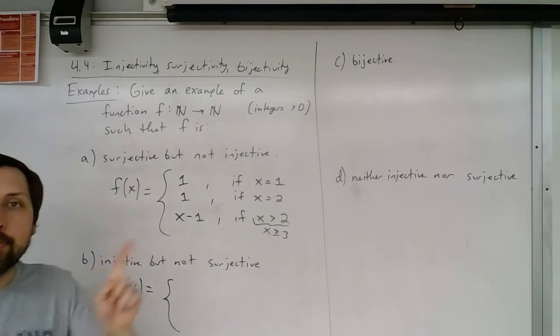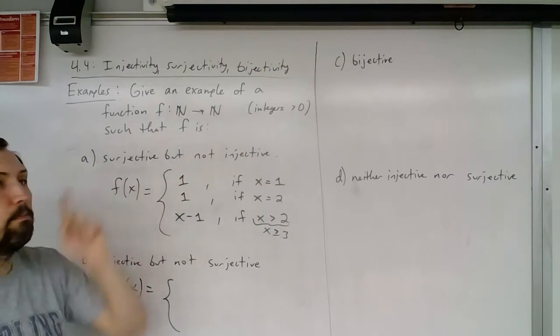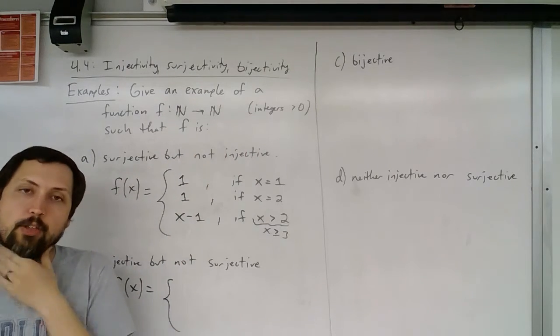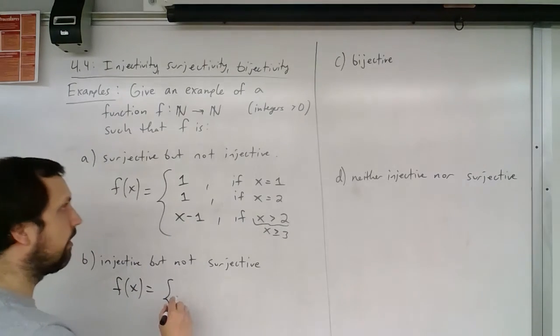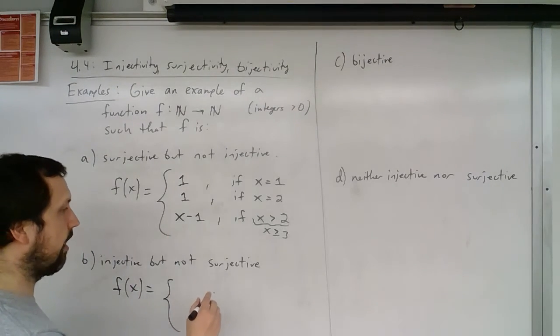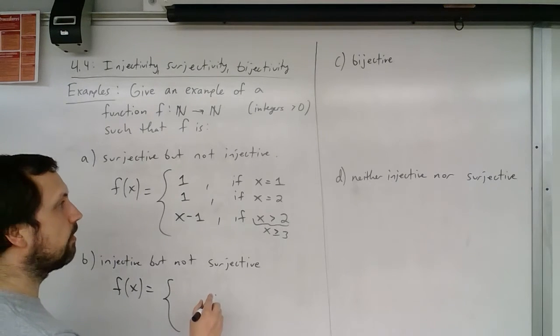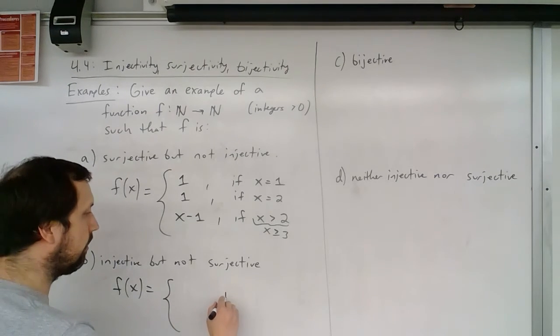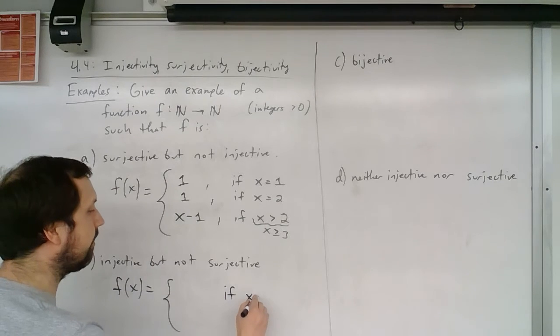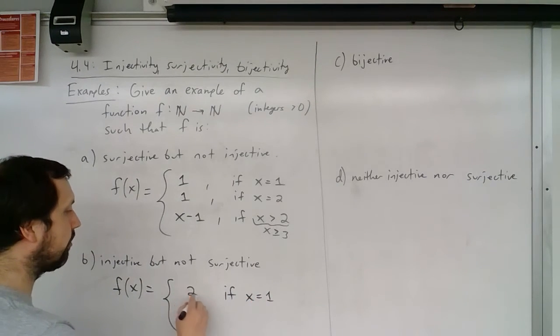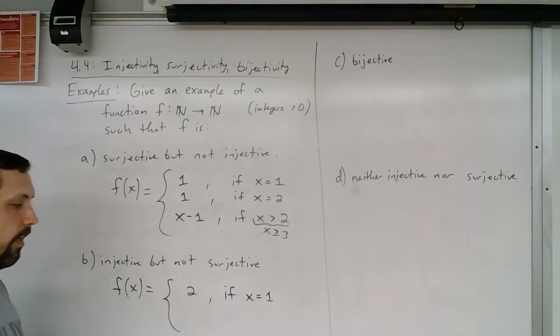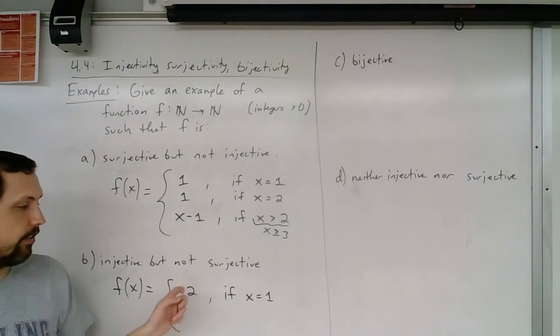Now I need to figure out how do I skip something in my codomain. So how do we skip something? Well, I could simply start by saying f of x, I will say if x is equal to 1, I'm going to define this as 2, right? So if I just skip 1, I just have this.